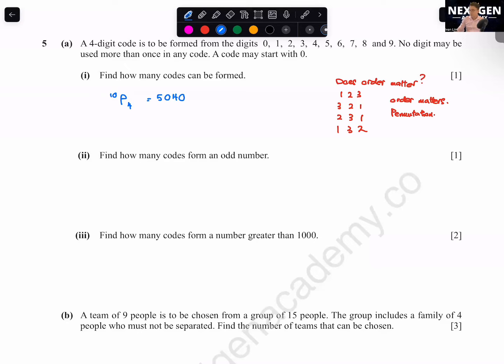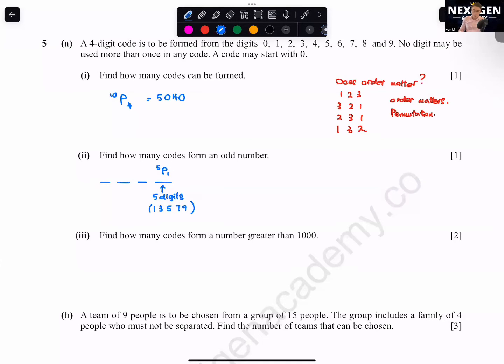Okay, second question. Find how many codes form an odd number. So what makes a number odd? It needs to end with an odd digit. All odd numbers will end with an odd number, right? Does it have to start with an odd number? So here, what digit can I put? I can put 1, 3, 5, 7, or 9. I can put a total of 5 digits here. So I'm going to say that this is 5P1.